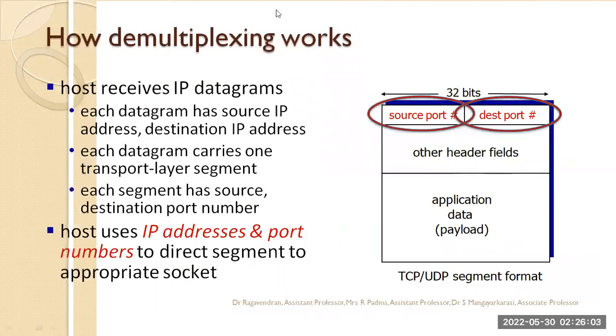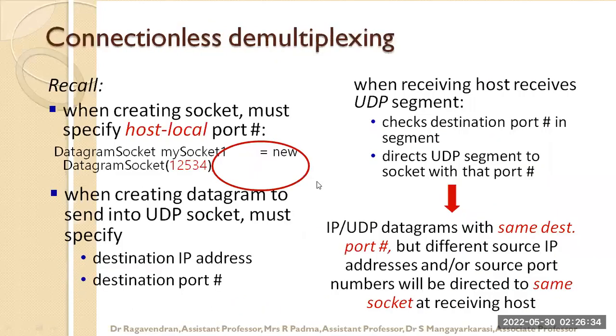Now, how demultiplexing works. The host receives IP datagrams. Each datagram has a source IP address and a destination IP address. Each datagram carries one transport layer segment. Each segment has a source port number, a destination port number, etc. The host uses the IP address and port numbers to direct the segment to the appropriate socket. See here, this is the source port and this is the destination port, and the information is carried like this.